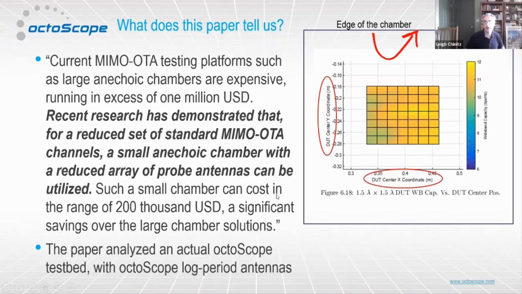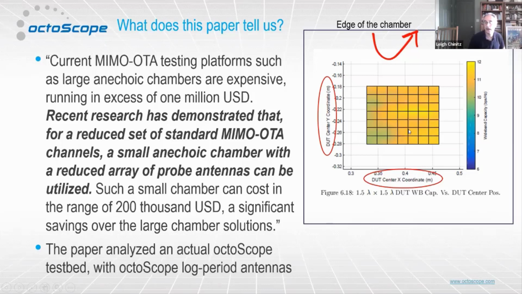What I'm showing here on the right-hand side, this square, think of this square as being the outside of the octoscope testbed. And imagine we're looking down from the top. So this colored square, this little grid in the middle here, is taking a look at the center of the testbed where the device under test would be. So you can see I've circled here, it says device under test central coordinates. So this is the location of the DUT in the middle of the chamber.